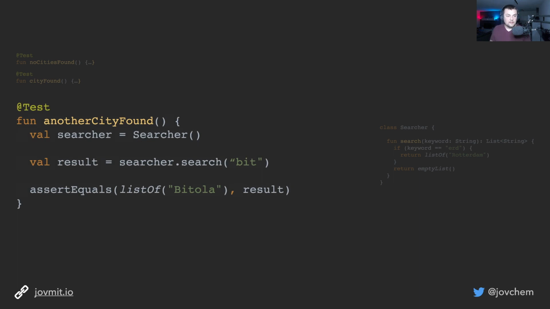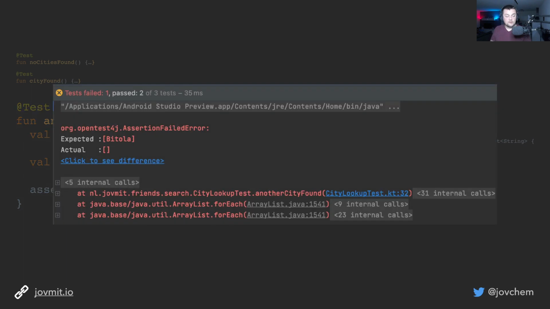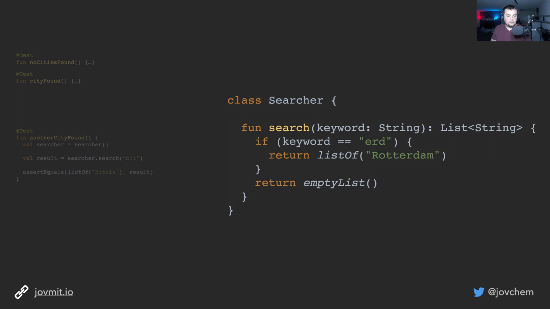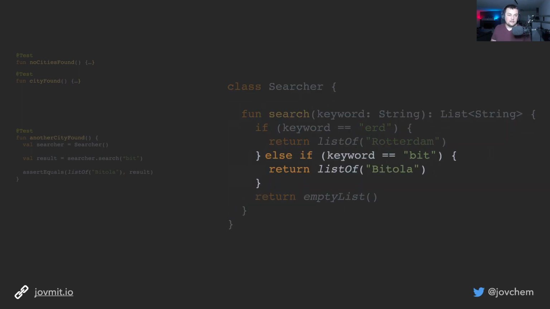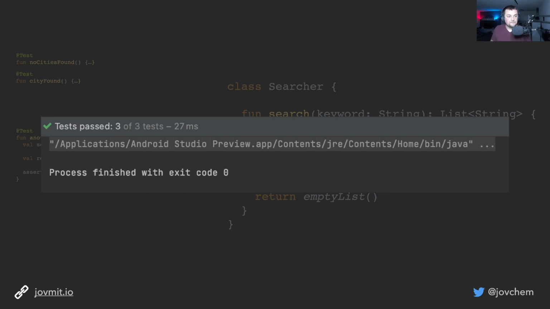Now I have the test compiling and working fine, so I can run it. And of course I'm going to run it and watch it fail. That's very important. Does it fail for the right reason? Yes, it does. I expect something, and I got an empty list in reply. So how do I make that work? Again, fake it till you make it. I'm going to just add another else if, and here I would say if the keyword is BIT, just return a list of Bitola. That will make the test pass.